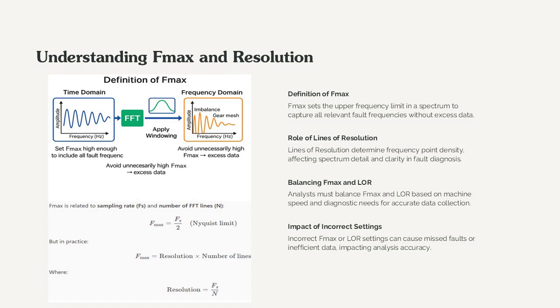The left diagram is the time domain signal converting into the FFT process. The right diagram is the frequency spectrum with Fmax marked and typical fault frequencies shown: imbalance at the low frequency, and gear mesh at the higher frequency.